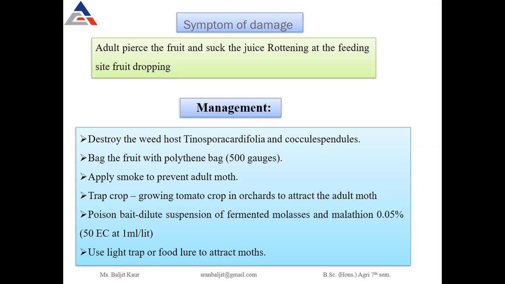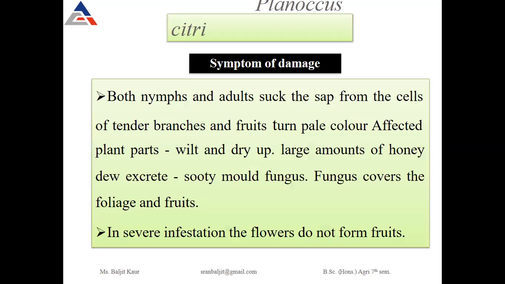Trap crops like tomato can be grown around the orchard to attract the adult moths. Poison bait, that is a dilute suspension of fermented molasses and malathion, can be applied, and we can use light traps or food lure to attract the moths. So moths can be managed in different ways: we control the weeds, bag the fruits, apply smoke in the orchard, grow trap crops, apply the poison bait, and use light traps. This is the management of fruit sucking moths.